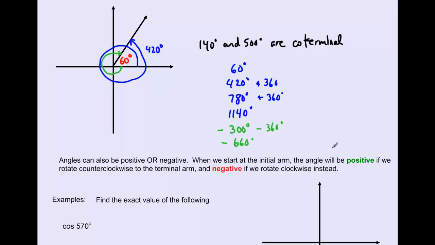So on a quiz or test, if you're asked to find coterminal angles, you might be asked to find a positive one and a negative one. So just keep adding 360 or subtracting 360 degrees from your initial angle, and you'll end up with some coterminal angles.